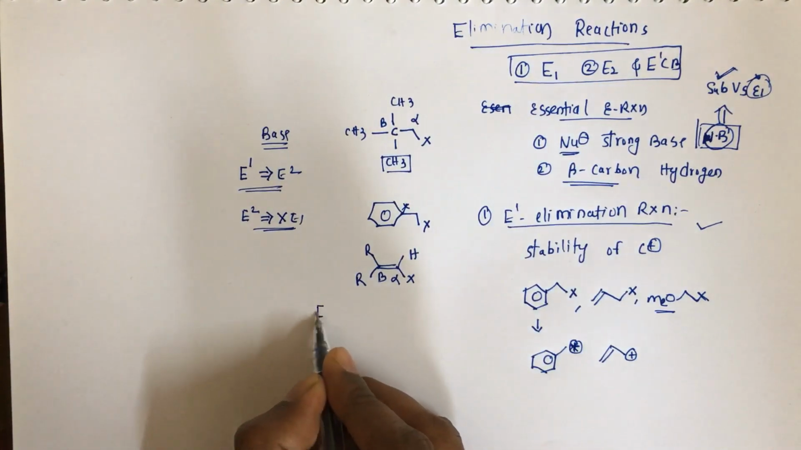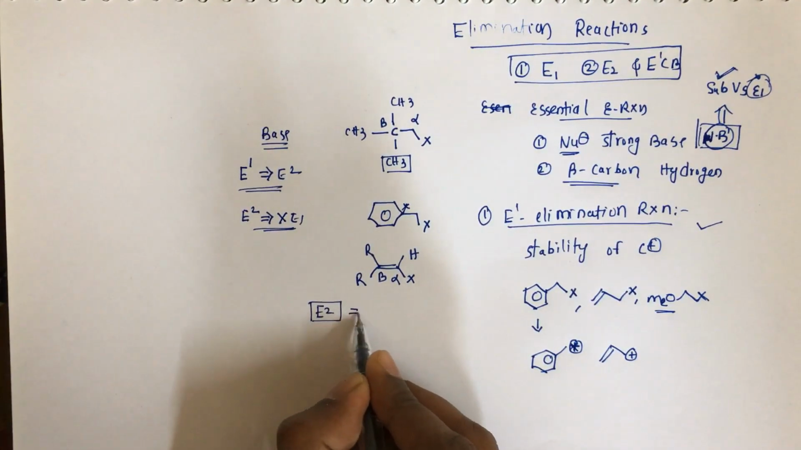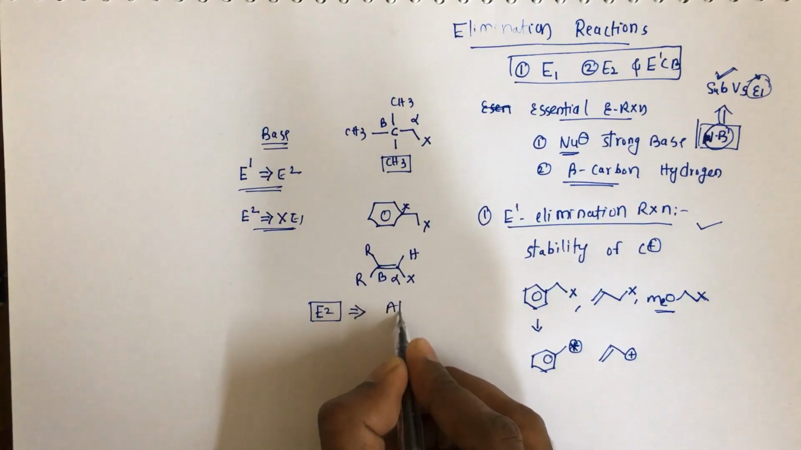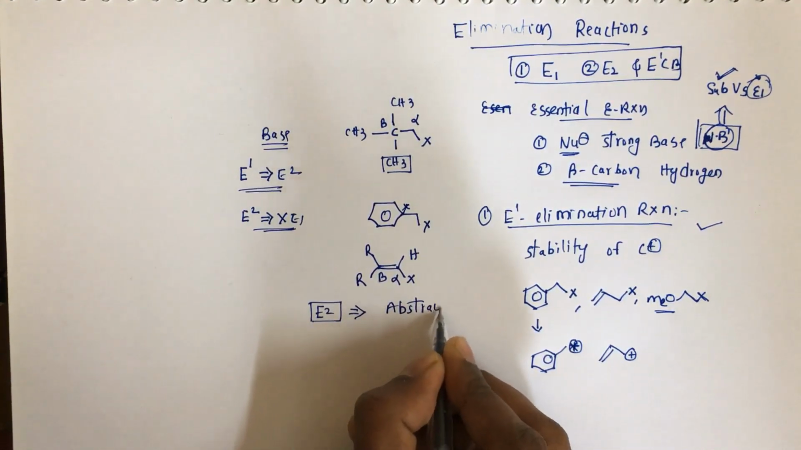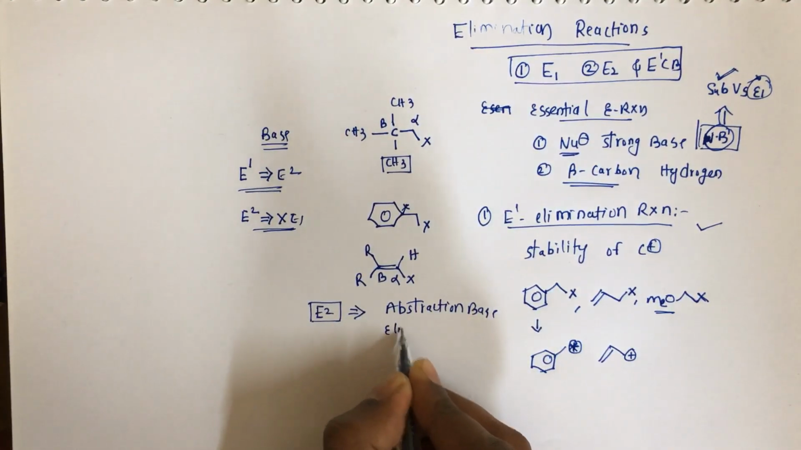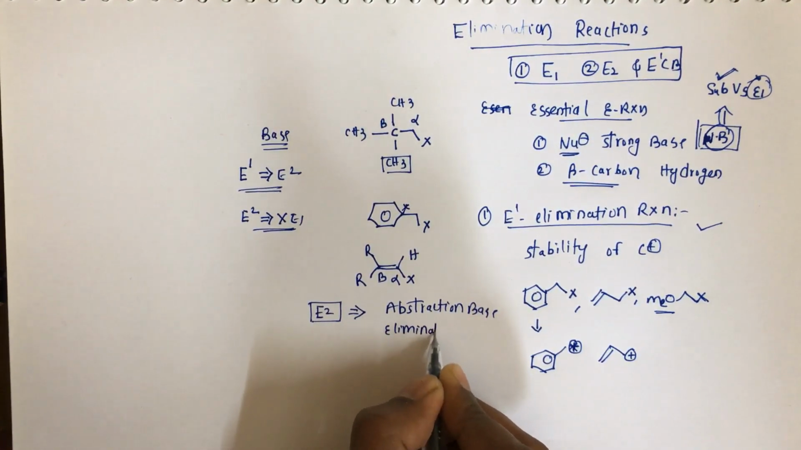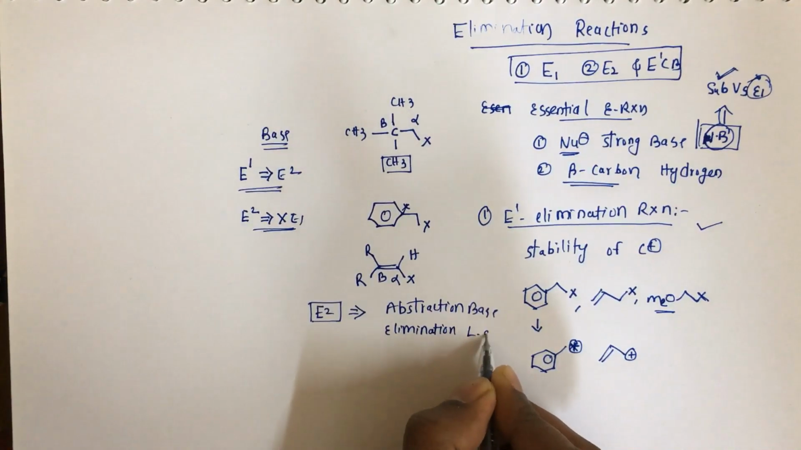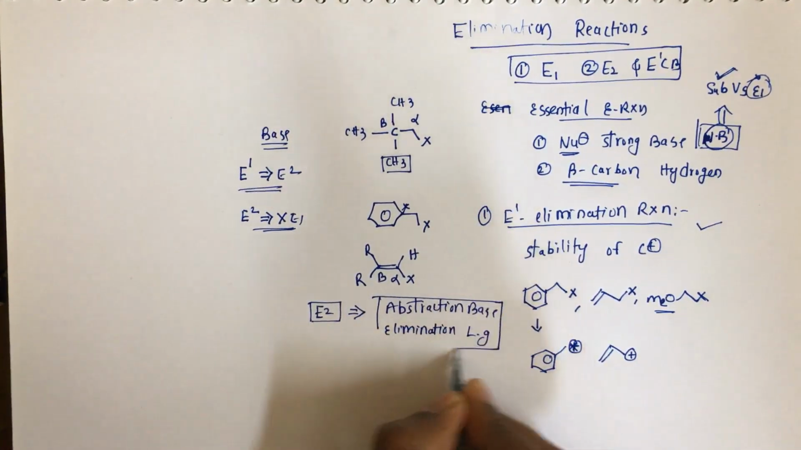E2 elimination is both the abstraction of the proton by the base, and also the elimination of the leaving group. So both take place simultaneously.